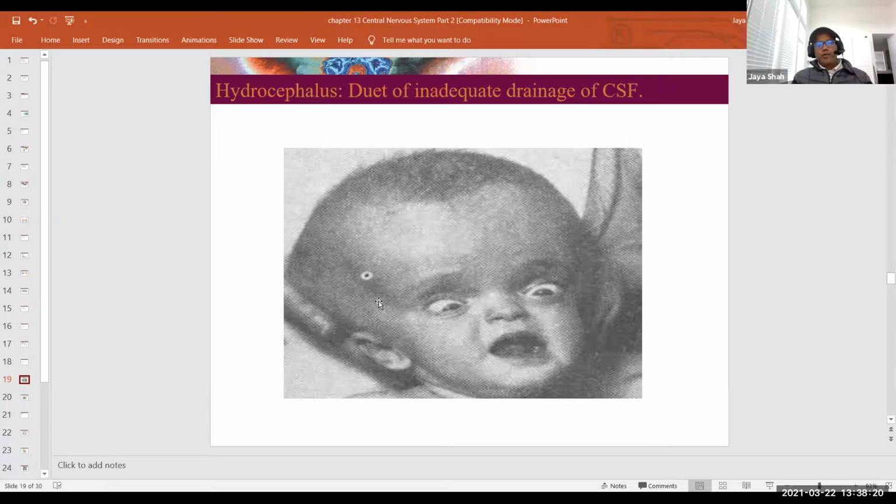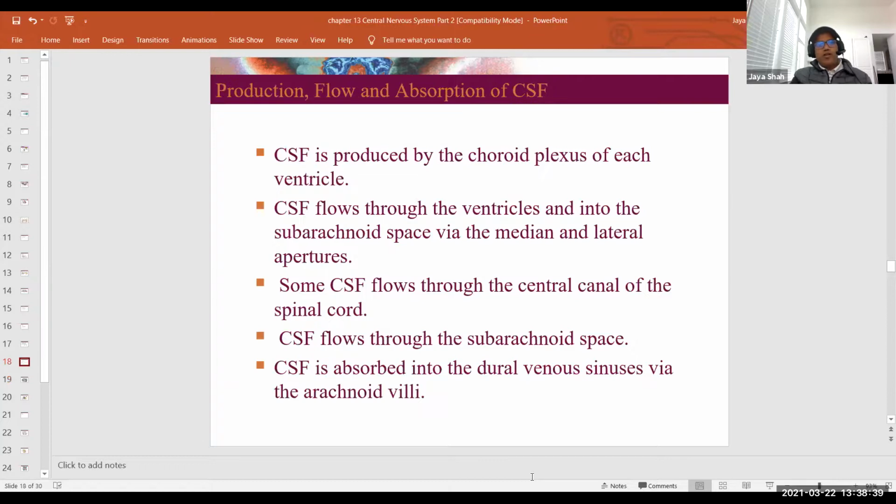What do we do? The doctor puts a shunt here in the head and slowly drains through that tube from the subarachnoid space into the tummy. So the fluid drains slowly, and once everything subsides, then they remove that structure. So CSF has a lot of functions.